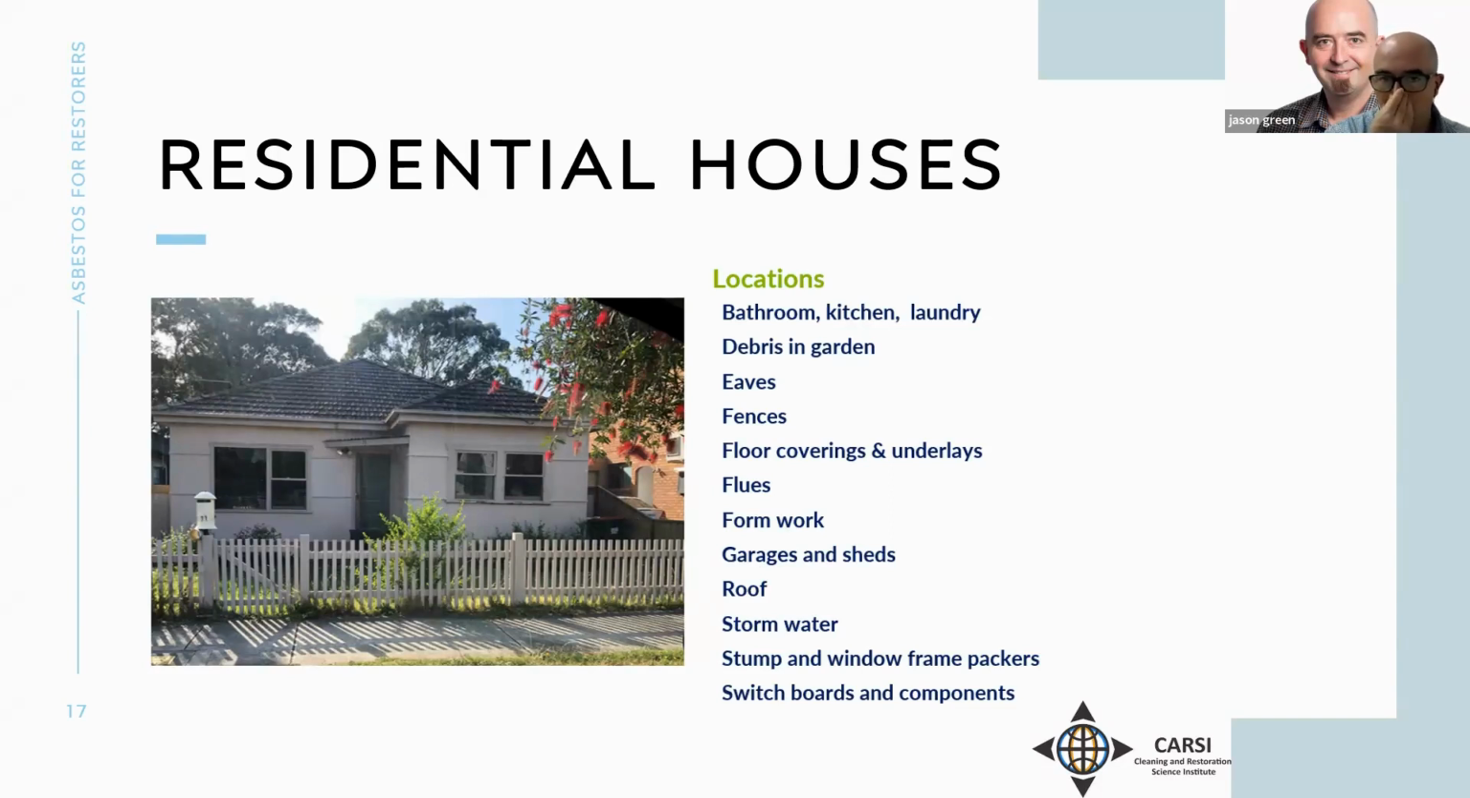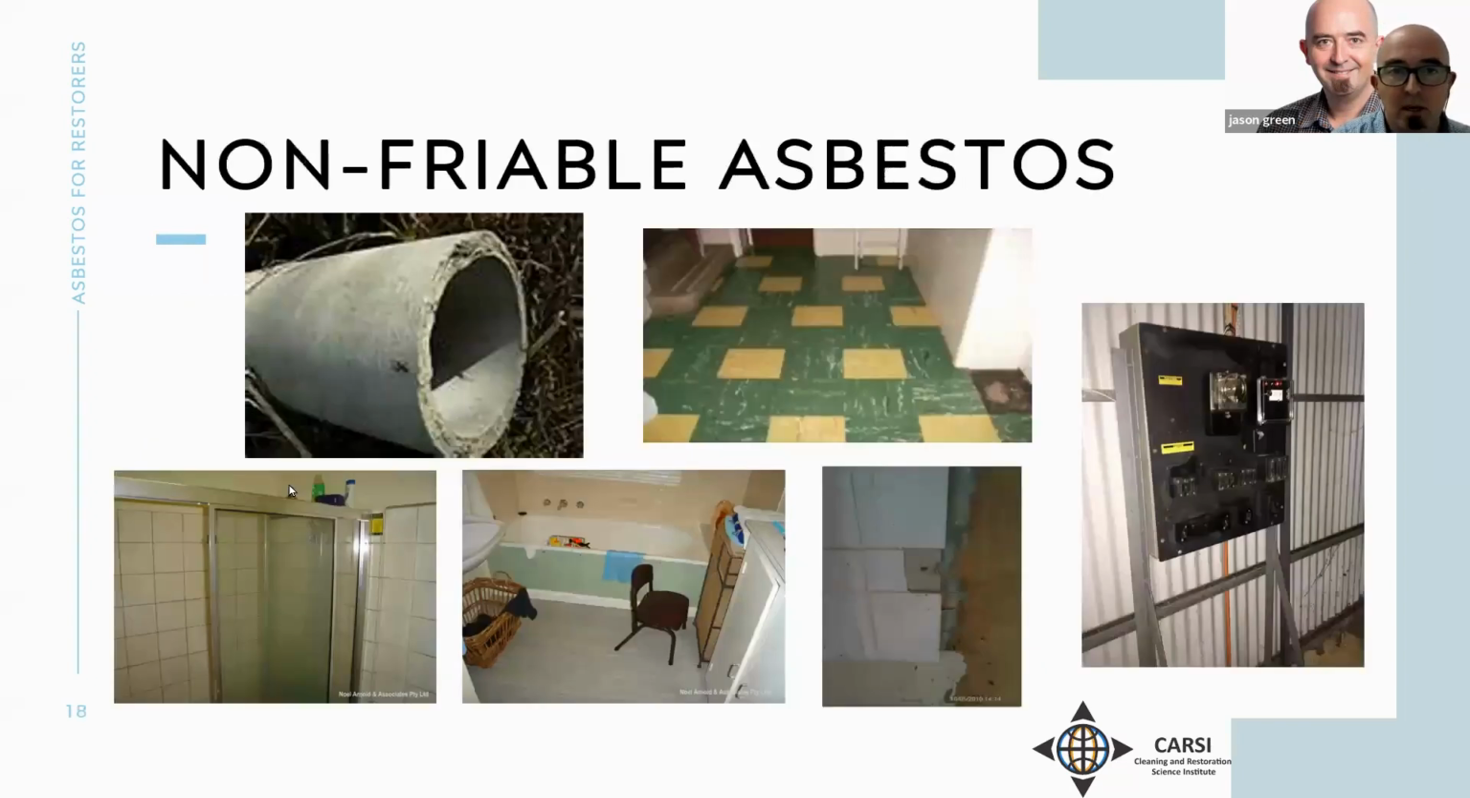There may be sheeting behind tiles. There might be debris in the gardens. The fencing may be corrugated sheeting, for example, or formed asbestos sheets. There may be underlays or floor coverings, flues for the hot water heaters, maybe fibre cement pipe work. There may be form work in or under concrete slabs. It's garages, sheds, roofs, stormwater pipes. There's a myriad of places that you might find asbestos materials in houses. So we'll probably have a look at some of those now.